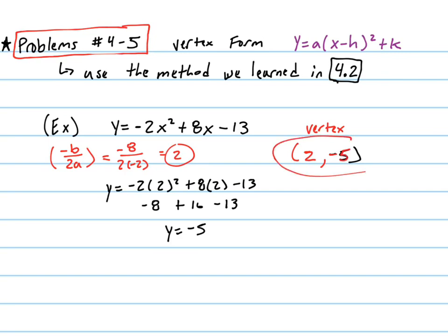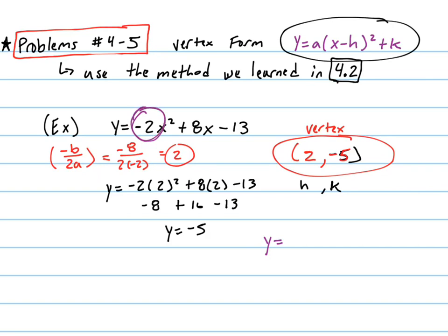So knowing my vertex, I have h and k. So if they want me to write this in vertex form, all I need to do is plug those values in, because I actually have everything I need in this case. So it's going to be y equals, and we steal the a from the original equation, so negative 2, x minus 2, because that's h, squared, minus 5 in this case, since our k is negative 5. So this would be our vertex form. This is how we did it in 4.2, and this is how I recommend doing it for these problems as well.